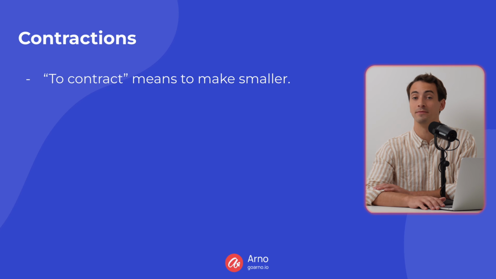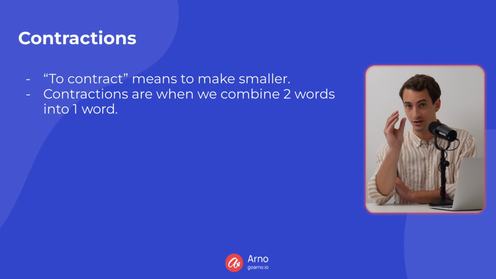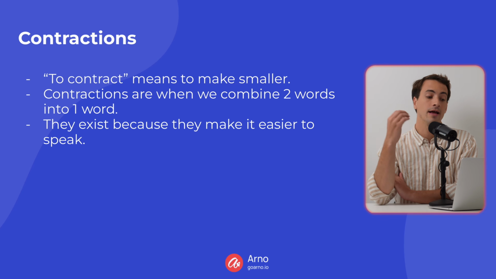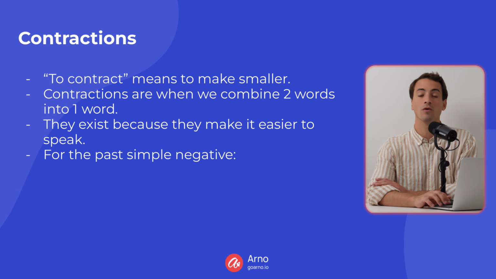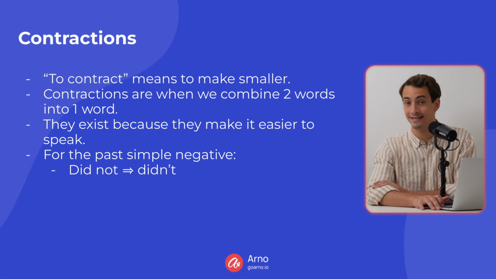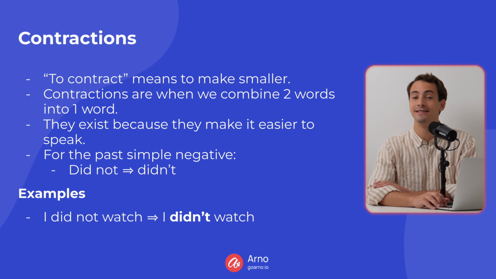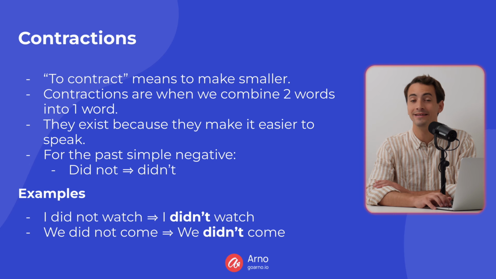So to contract means to make something smaller, and contractions are when we combine two words into one, and we do this because it makes it easier to speak. For the past simple negative, you need to remember that typically when speaking, we will not say did not, we say didn't. For example, I did not watch becomes I didn't watch, and we did not come becomes we didn't come.